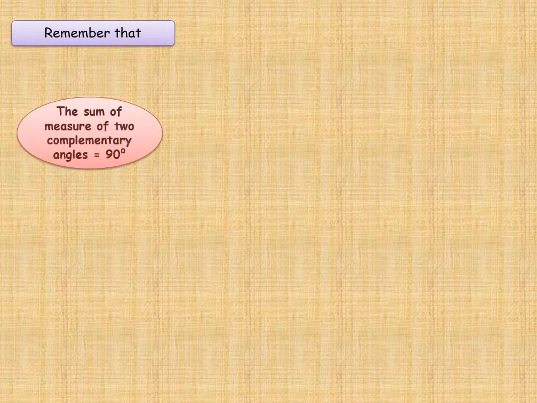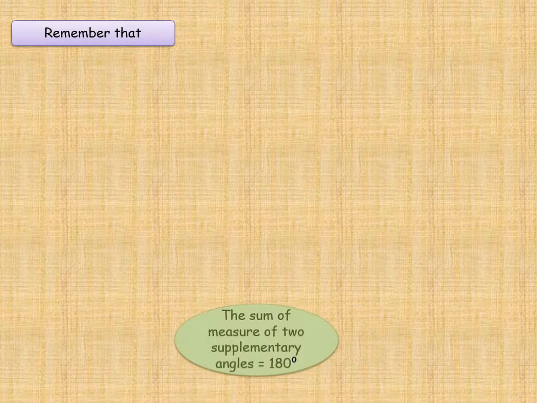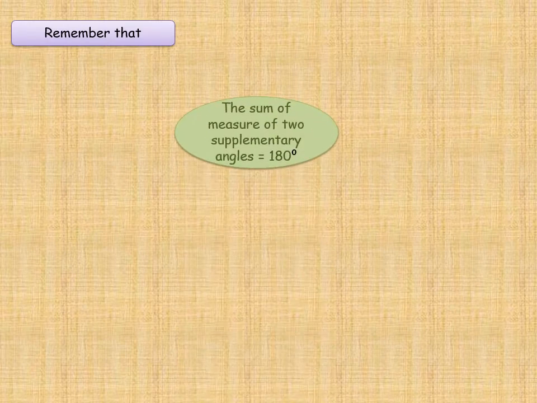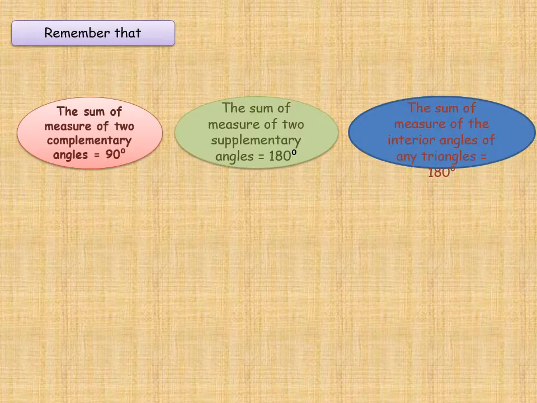So before we start, let's revise some important remarks. As we said, the sum of any two complementary angles equals 90 degrees. What about the supplementary angles? Of course, the sum of any two supplementary angles equals 180 degrees. The sum of the interior angles of a triangle equals 180 degrees.